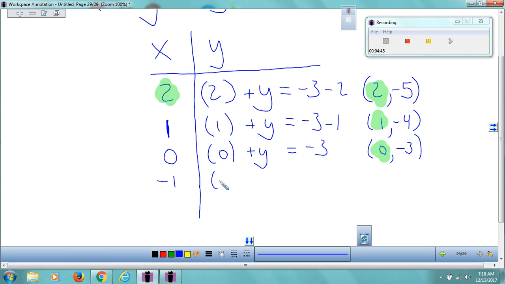And then we're going to plug in negative 1. But this time, look what's going to happen. We're going to plug in negative 1, right? Which means to isolate y, I'm going to need to add that 1. And so negative 3 plus 1 is negative 2.